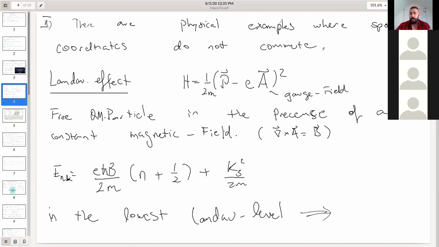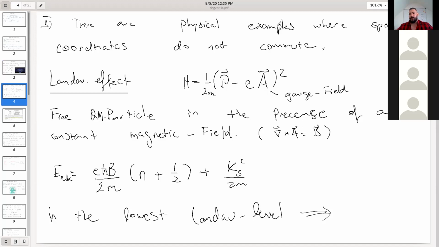Then, of course, you could say, well, this is a philosophical example, and you just took two theories that in principle don't have a lot to do with each other and are incompatible, and then you get some paradox, which is not a big idea. However, there are other examples. There are physical examples where the space coordinates do not commute. For example, you take the Landau effect.